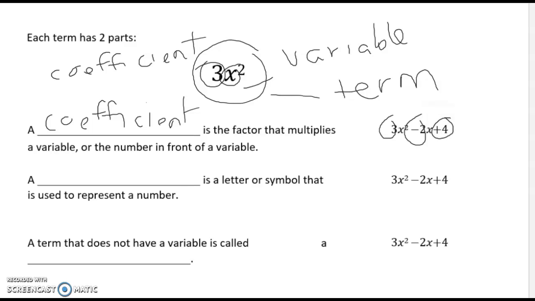Next, a variable is a letter or symbol that is used to represent a number. So the variables here would be your x, and then your x right there. And then the last one, a term that does not have a variable is called a constant. The constant in the same question is just that positive 4 at the very end.